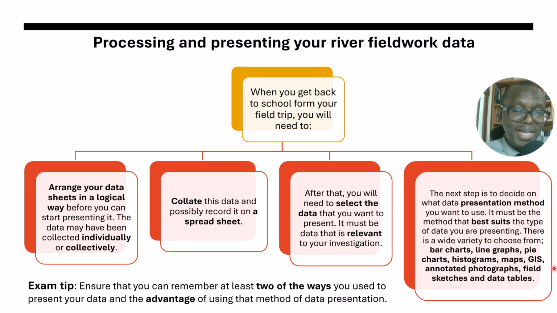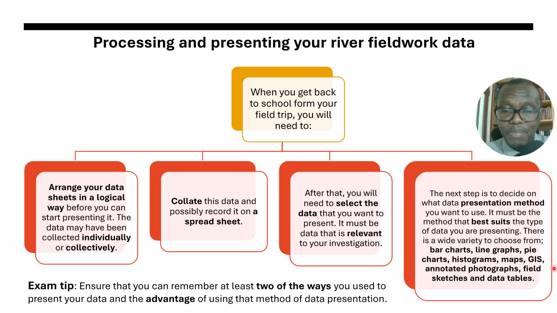Then after that, you will need to select the data that you actually want to present. So some of the data may not be data that you actually want to present, and therefore you will need to decipher through the data and decide which one it is that you want to use. And that data that you choose to use must be relevant to your investigation. It must be data that will actually help you answer that initial question that you designed in the design phase of the investigation.